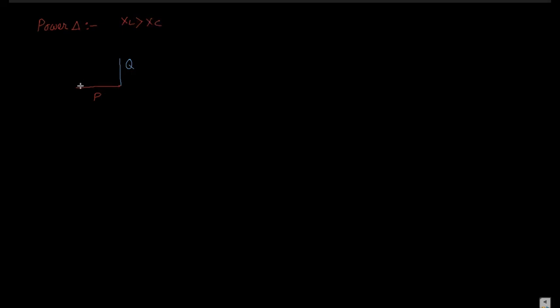The resultant of these two, P and Q, becomes S, that is the apparent power. So this is the active power, this is the reactive power, this is the apparent power. What is the unit of P? Watt. What is the unit of Q? VAR, volt ampere reactive. And what is the unit of S? It is volt ampere.